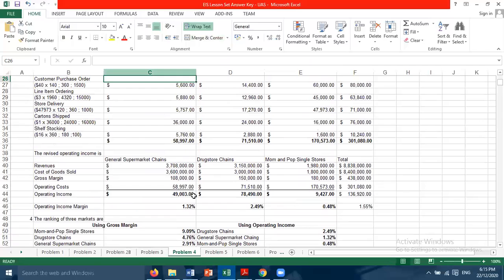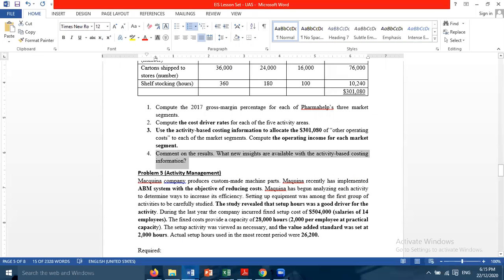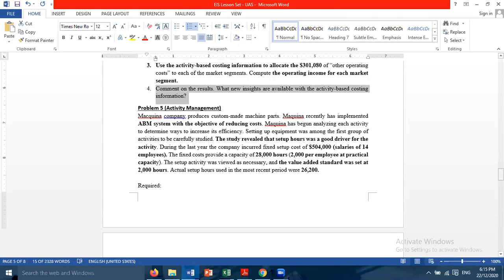Okay, right, now we'll go to activity management or problem 5. Okay, so problem 5 here. Maquina Company produces custom-made machine parts. Okay, Maquina recently has implemented an ABM system with the objective of reducing costs. Maquina has begun analyzing each activity to determine ways to increase its efficiency. Setting up equipment was among the first group of activities to be carefully studied. The study revealed that setup hours was a good driver for the activity.